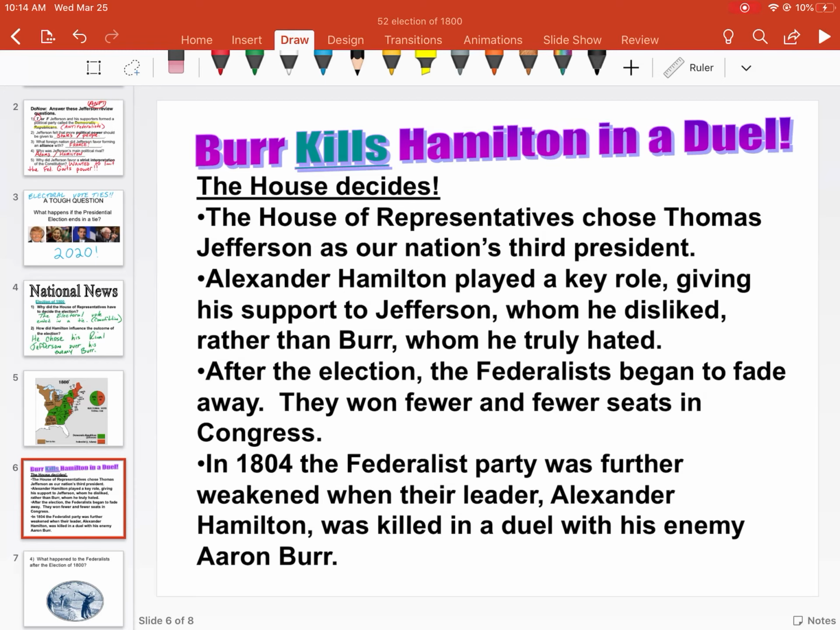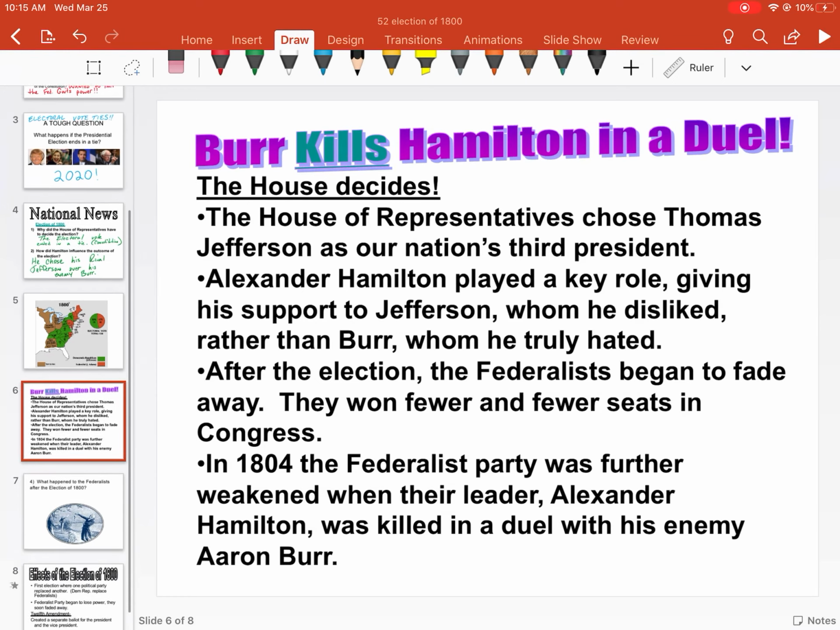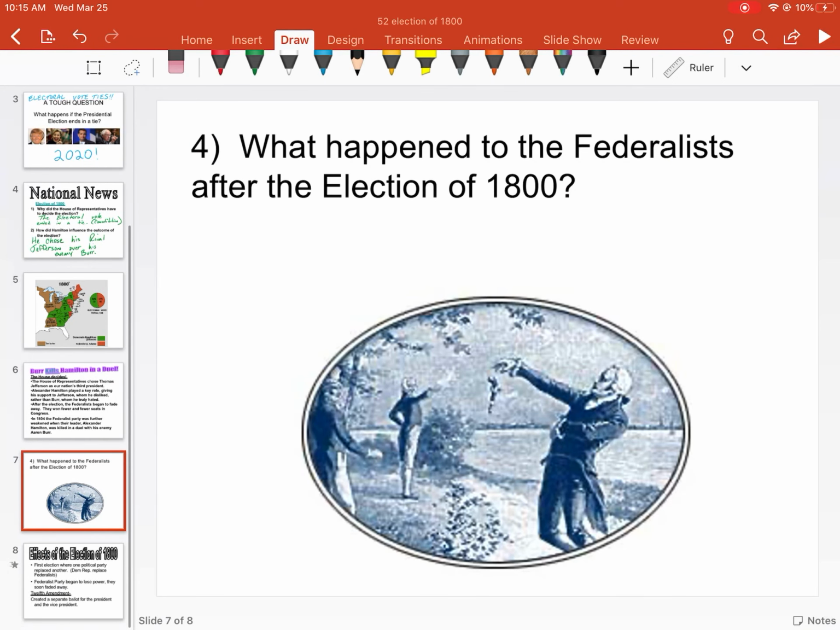After the election, the Federalist Party begins to fade away. This is the end of the Federalist Party as we know it. No more Federalist presidents. They begin to lose many congressional elections. And by the 1830s, the Federalist Party is gone. There will be new political parties that are born over the next few decades. In 1804, the Federalist Party was further weakened when their leader, Alexander Hamilton, is killed in a duel with his enemy, Aaron Burr. Before we get to the duel, let's summarize number 4.